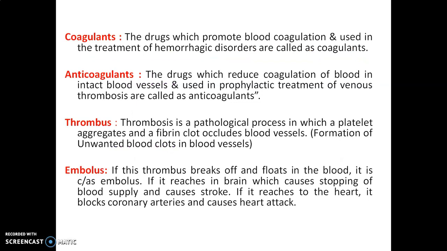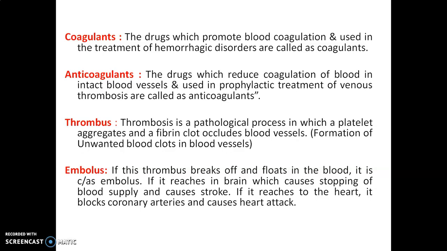Now we will see some definitions. What is coagulant? What is anticoagulant? What is thrombus? What is embolism? Drugs which promote blood coagulation and are used in the treatment of hemorrhagic disorders are called coagulants. The drugs which reduce coagulation of blood in intact blood vessels and are used in prophylactic treatment of venous thrombosis are called anticoagulants.